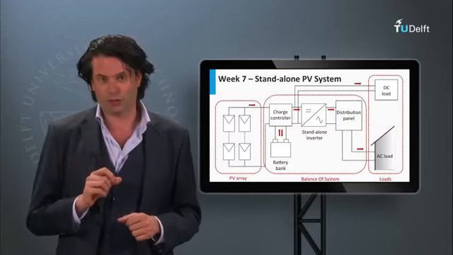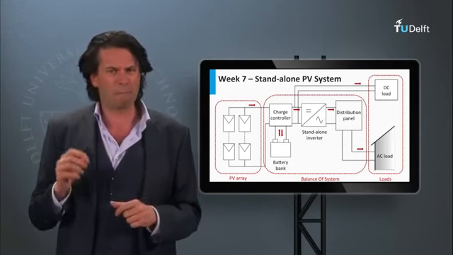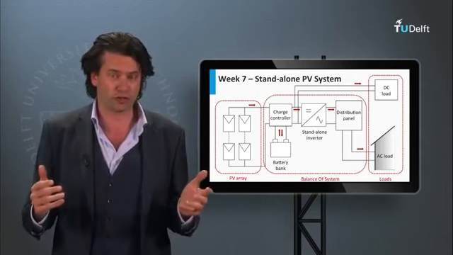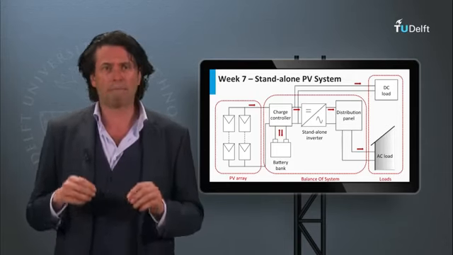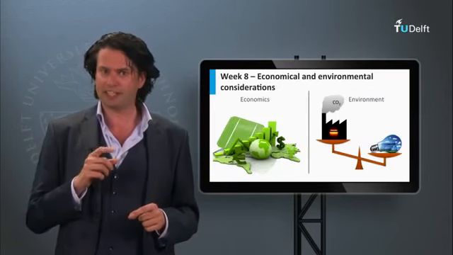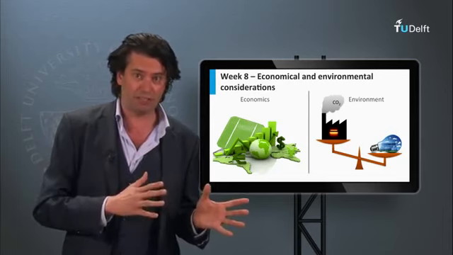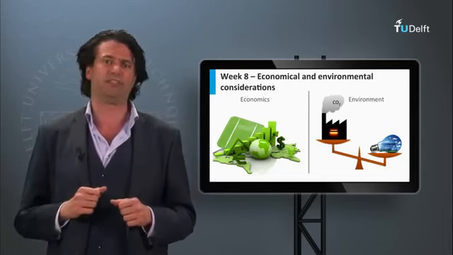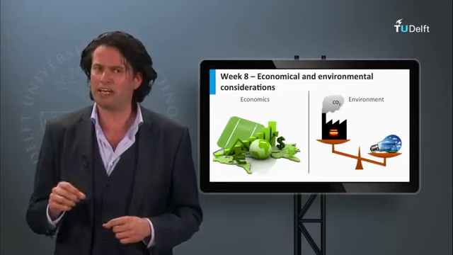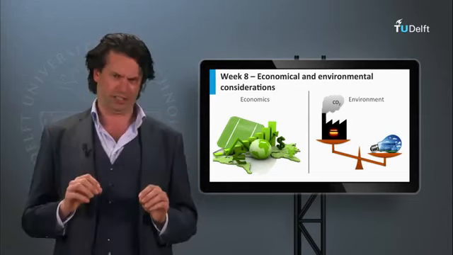In week 7, we looked at the crucial components besides the PV module that make a PV system, like inverters, charge controllers, maximum power point trackers and batteries. In week 8, we have discussed the design rules of both a standalone PV system and a grid-connected PV system. The economic and environmental aspects have been looked into in more detail.